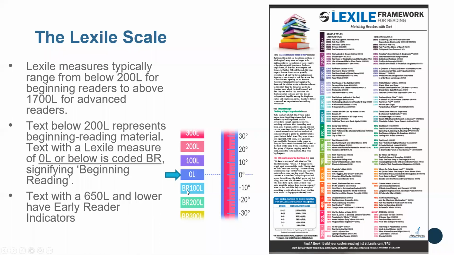So this BR, really in our professional conversation here, is replacing that negative sign, if you will. And obviously, the further they go below 0L, and we can go all the way to a BR 400, the further away they go from that 0L, the less of a reader they are yet. But we have measured text at that level as well.